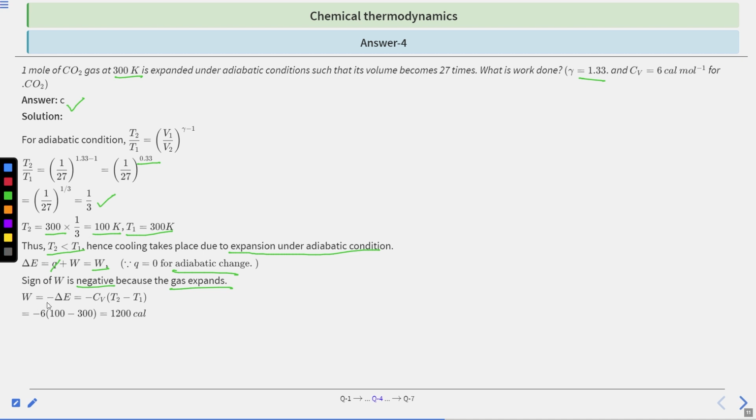So work done will be equal to minus of del E, and del E we can say is CV del T, that is T2 minus T1, with the negative sign. CV will be 6 as given in the question, and T2 is 100 we just found out, and T1 is 300. So 100 minus 300 will be minus 200, and minus 200 into minus 6 will be plus 1200 calorie. So the correct answer will be 1200 calorie. Hence option B will be the correct option.